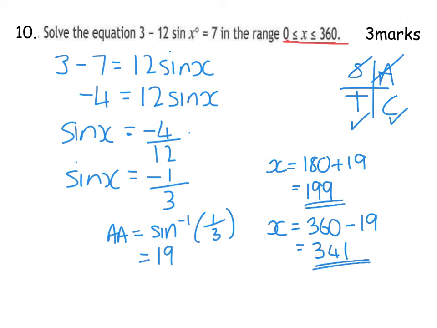And I'm underlining them so that the person marking knows that they're the final answers and not this 19, okay? If you wanted to, you could then conclude it and say it's 199 and 341 degrees and write it that way. So there would be a mark for getting your 2 answers.